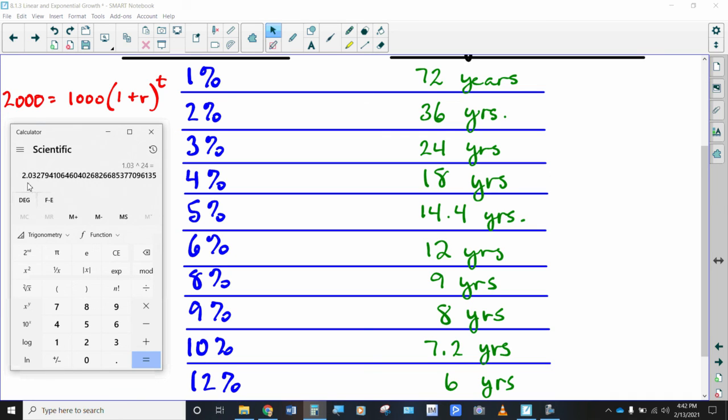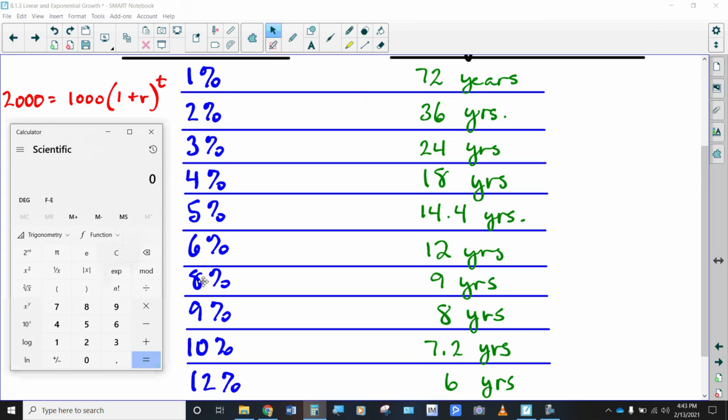You notice how it's a little bit more than 2? That means that we're going to multiply that times 1,000 and it will double. It ends up being $2,032.79. Okay, but we're talking approximately. As you get really close to 24 years, your initial investment becomes right about $2,000.